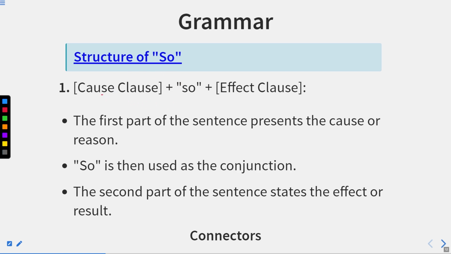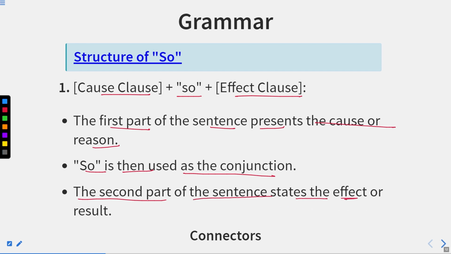Now, structure of so. First of all, we'll have the cause clause, after that we'll have so, and after that we'll have the effect clause. What happened in cause denoting conjunctions? We had the effect clause, and after that we had the cause denoting conjunction or connector, and after that the cause clause. This was the situation when we did cause denoting conjunctions. For example, we did because of, that was a cause denoting preposition. There the structure will be just reversed. The first part of the sentence presents the cause or the reason, so is then used as the conjunction. The second part of the sentence states the effect or the result. So first we'll have the cause, after that so, and after that the result. Or you can say reason, then so, and then result.